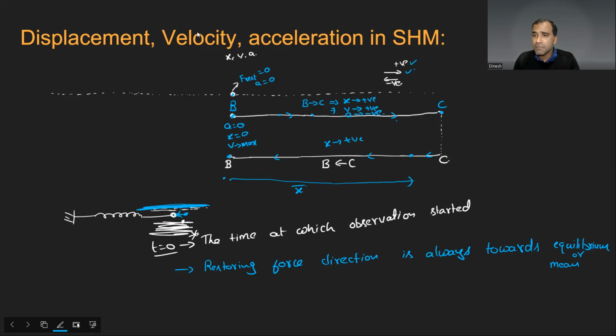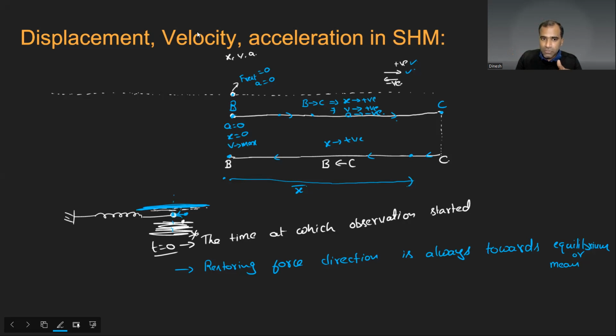So from where should we measure the displacement? There should be some position, no? Generally, if you take x-axis and y-axis, you measure from the origin. In simple harmonic motion, our kind of origin is the mean position, the equilibrium position. This is the position. From here, you have to measure.